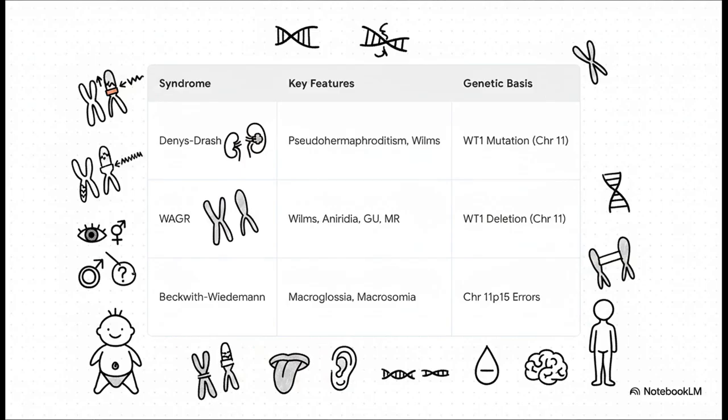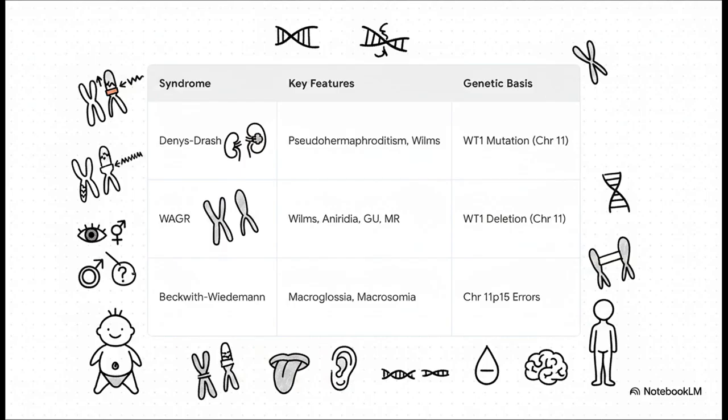WAGR is your classic acronym, right? Wilms tumor, aniridia, genitourinary anomalies, and mental retardation. Then, dropping down to the bottom, we have Beckwith-Wiedemann syndrome. This one brilliantly illustrates a totally different genetic mechanism. We aren't looking at WT1 here. Instead, we're looking at errors in chromosome 11p15.